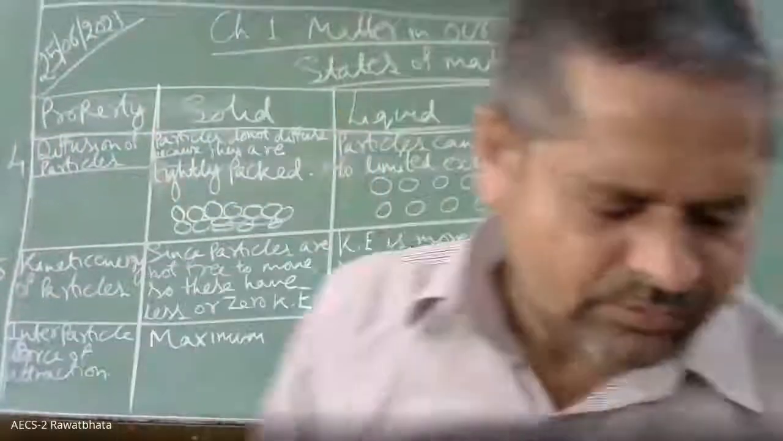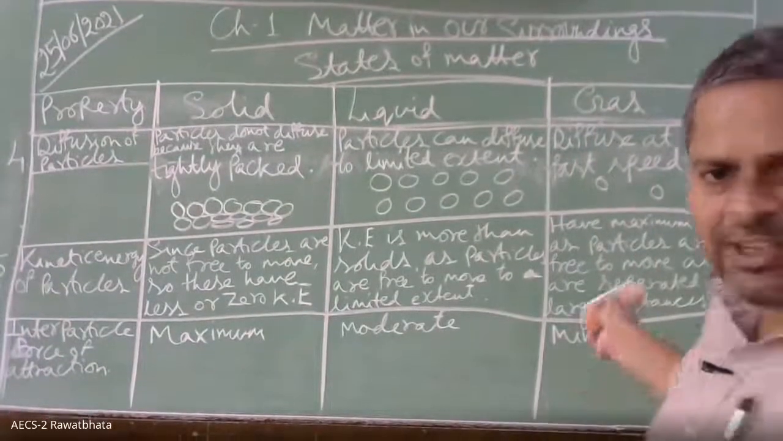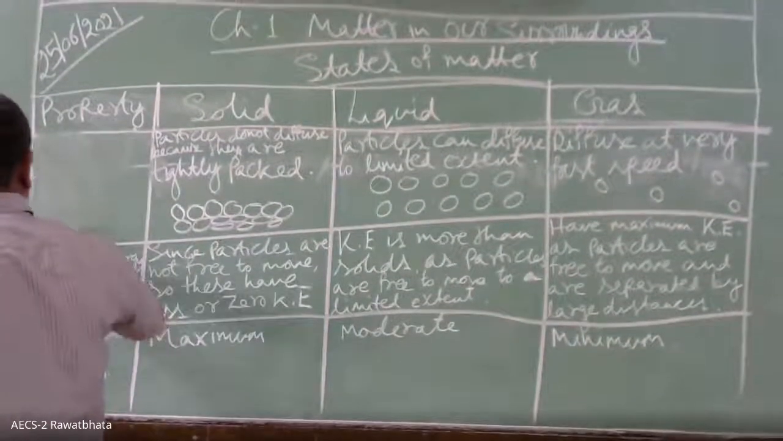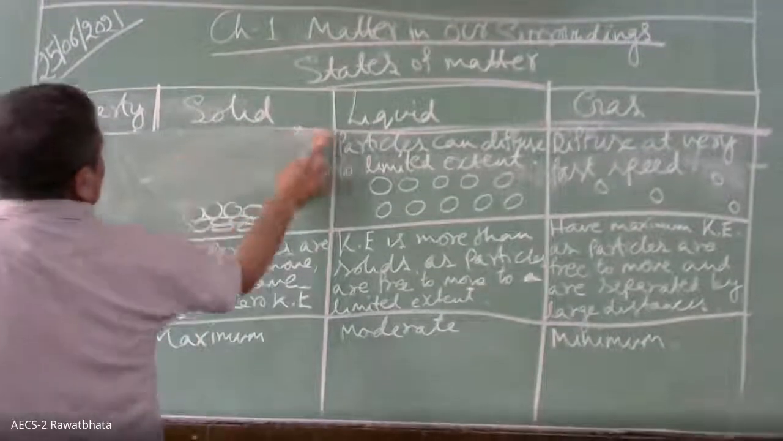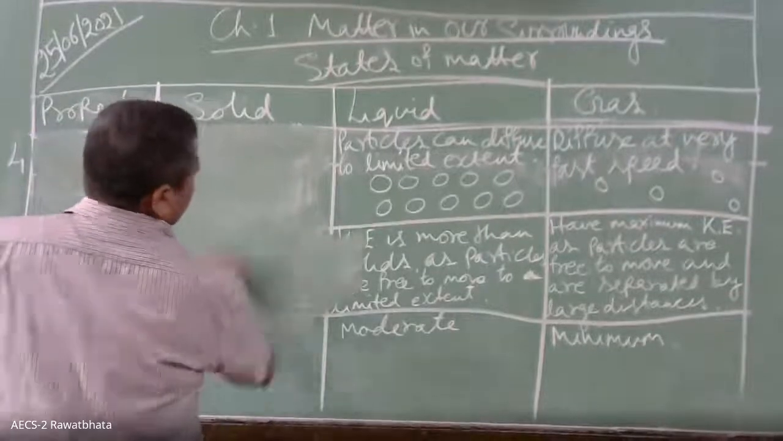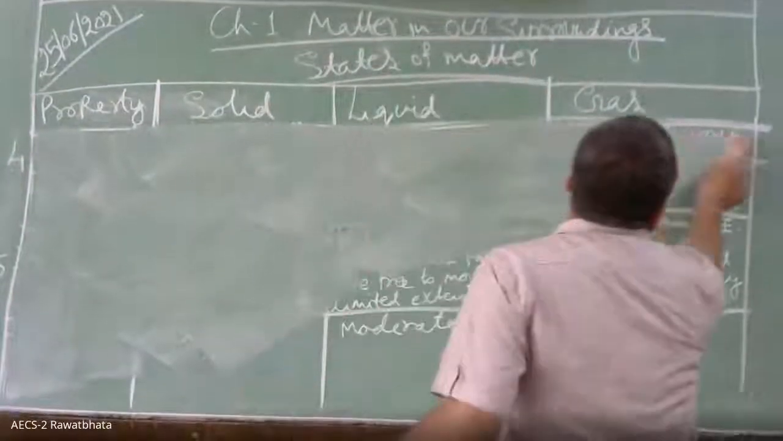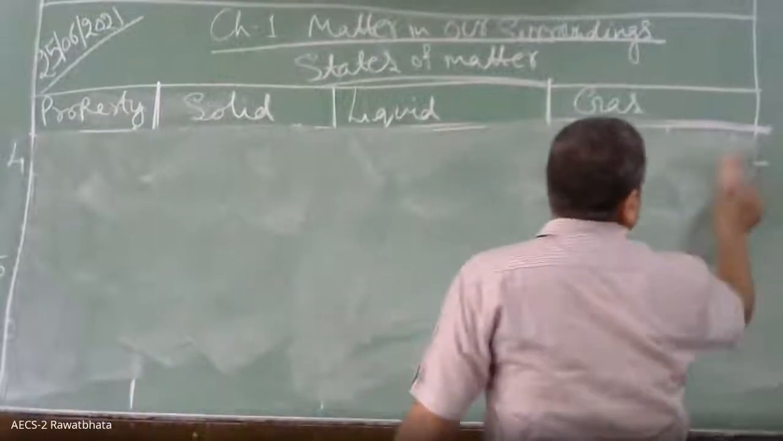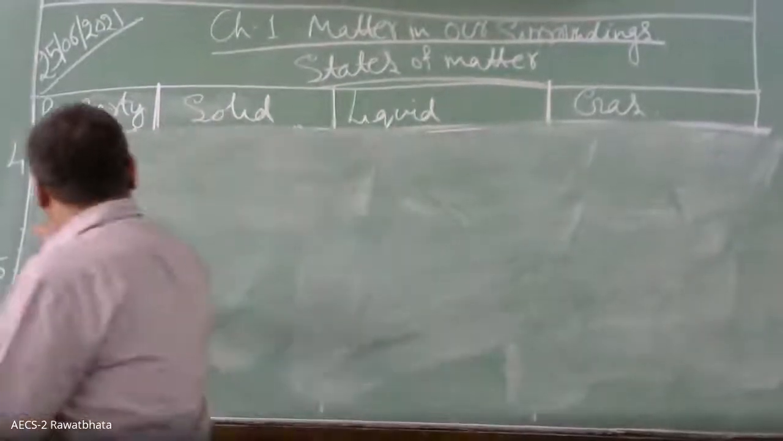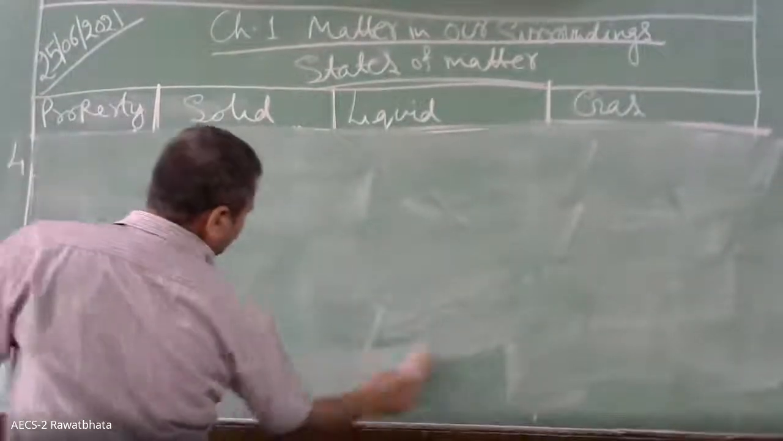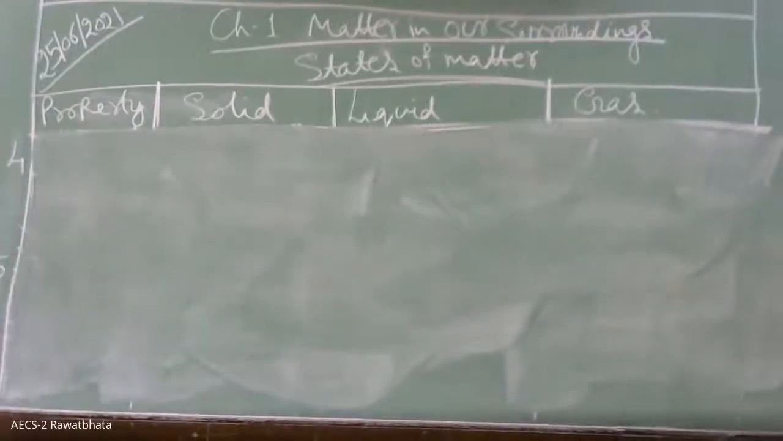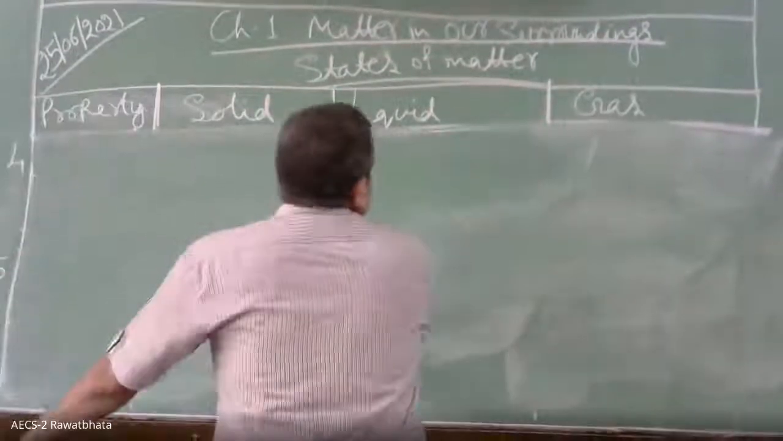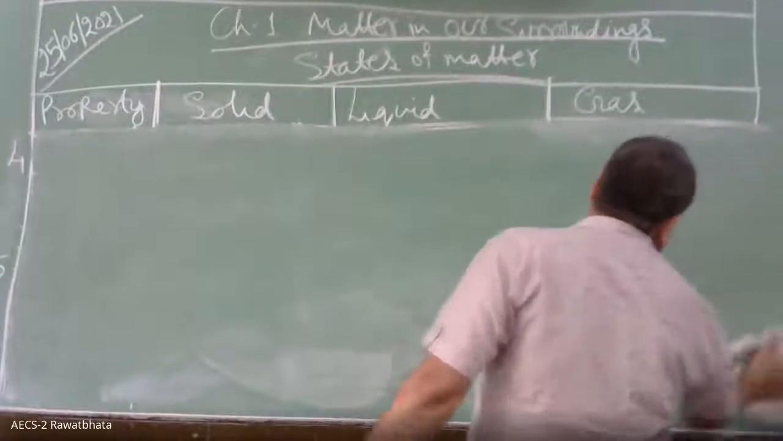Shall I rub this now? I am going to rub this now and we will write some more properties. There are 2-3 more properties that are left. Let us complete them also.